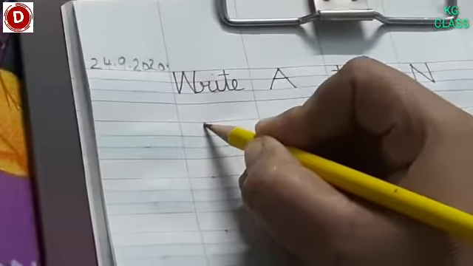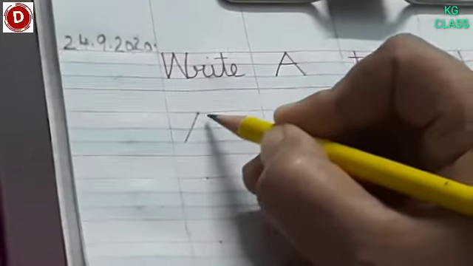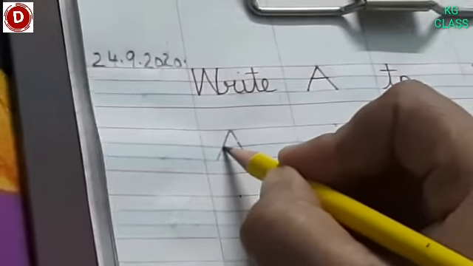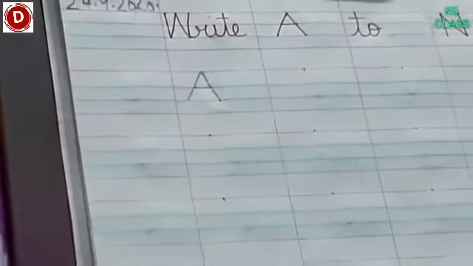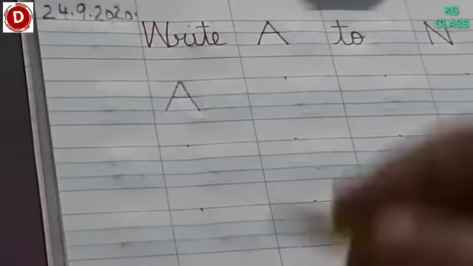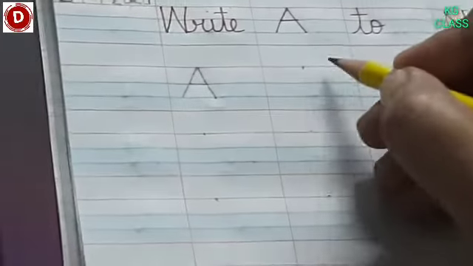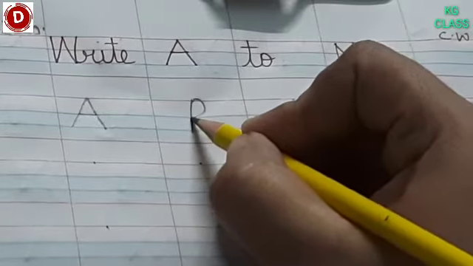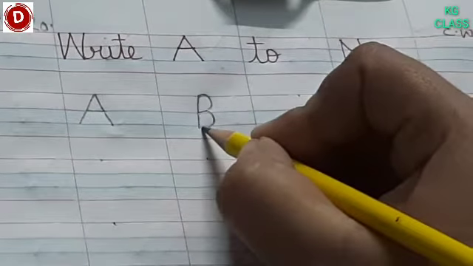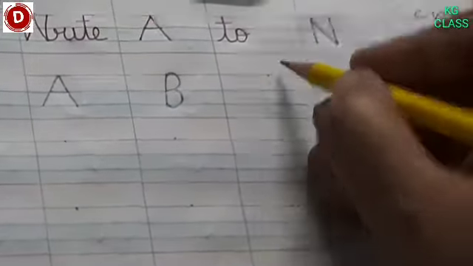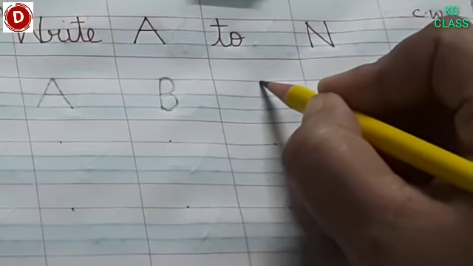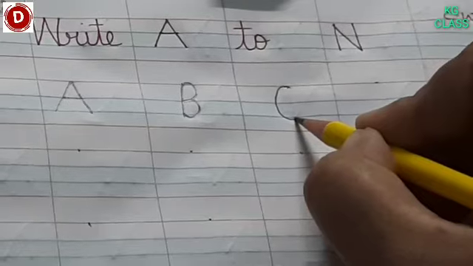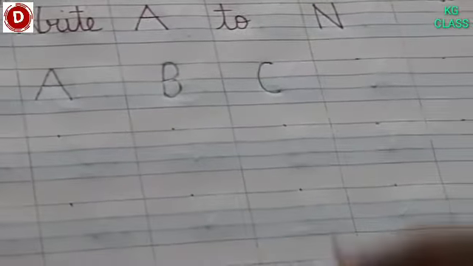From the red line, you have to make a slanting line like this and another slanting line, and then you have to make a sleeping line in between. Like this, children, you have to write A. After A comes B, a standing line and two semicircles like this, B. From the top red line to the second blue line, you have to make a big semicircle like this. You have to write C.